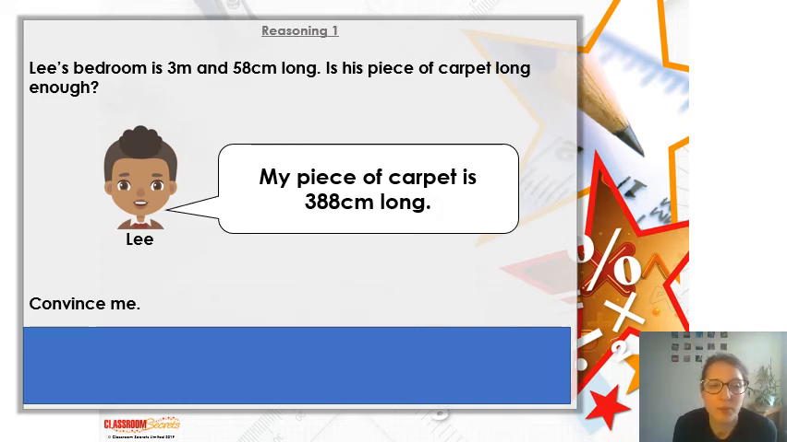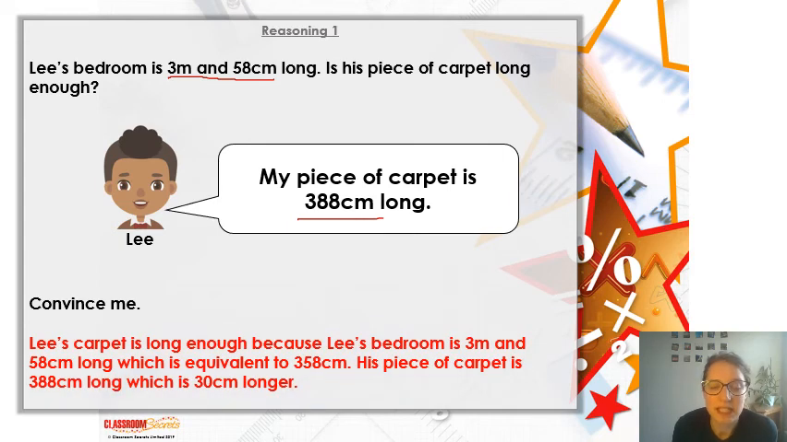Okay, so we've got our measurement up here, our important information. Okay, and our other important piece of information here. Okay, so has he got enough? So his carpet is long enough because Lee's bedroom is 3 metres and 58 centimetres long, which is equivalent to 358 centimetres. Okay, and this one piece of carpet is longer than that, so it will fill up the whole space.